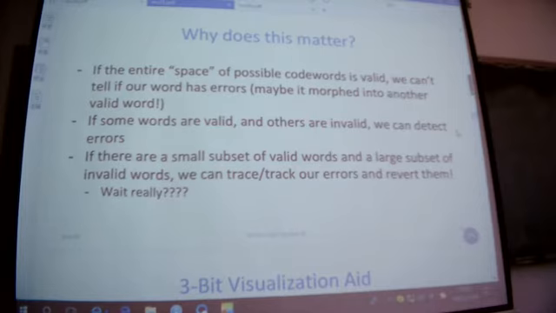So in a computer network, if the transportation has errors, we check and repeat. This is a useful strategy. If there is a small subset of valid words and a large subset of invalid words, we can trace our errors and reverse them.